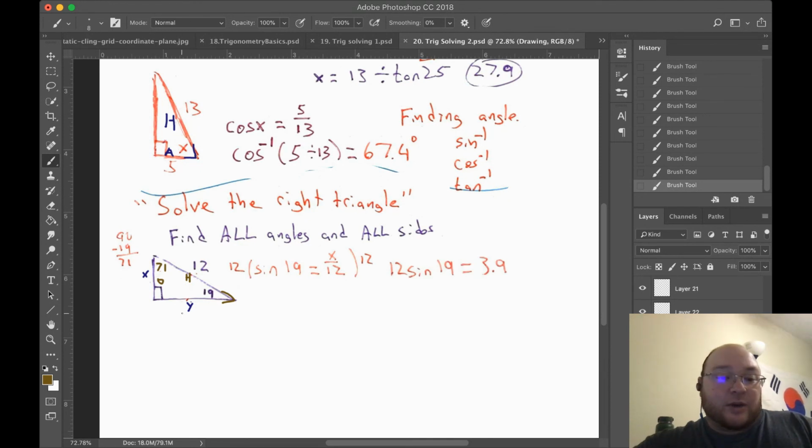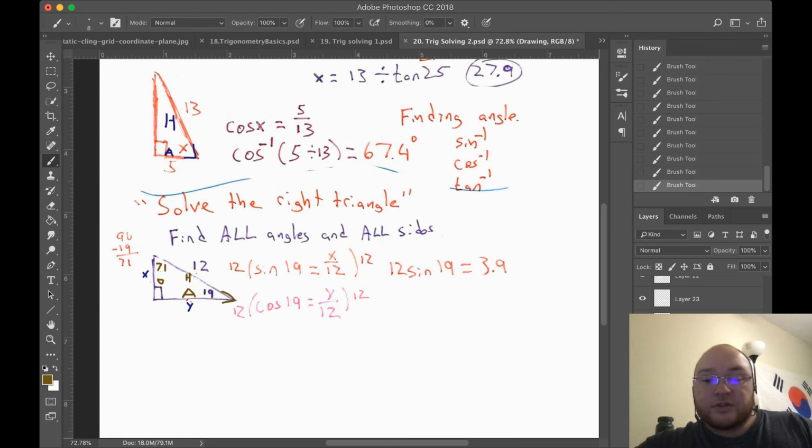Now you need to find y. And if we think about it, we already have O, we already have H, so this is A over H. So it's going to be cosine. Cosine of 19 equals y over 12. Multiply both sides by 12. 12 cosine 19 equals 11.3.